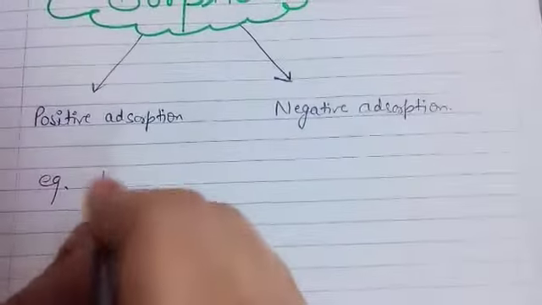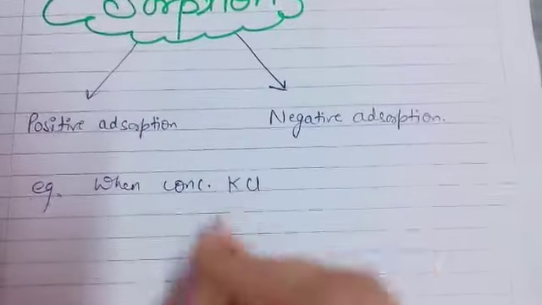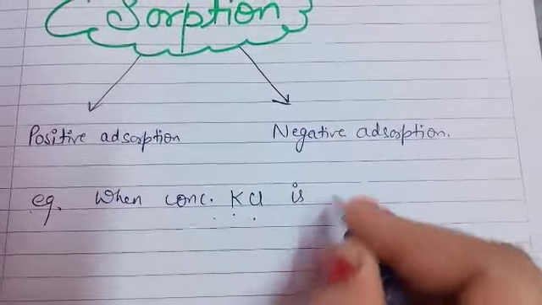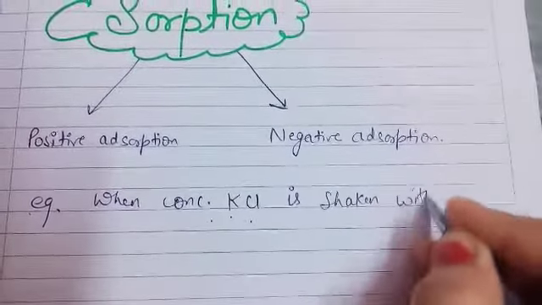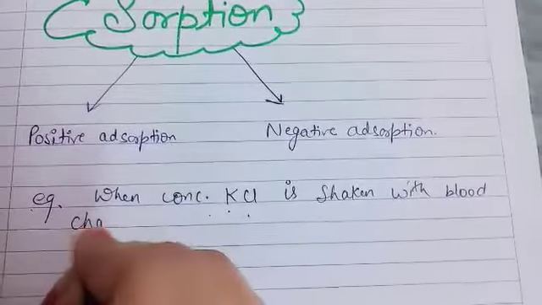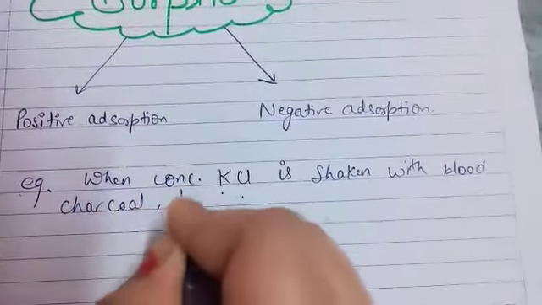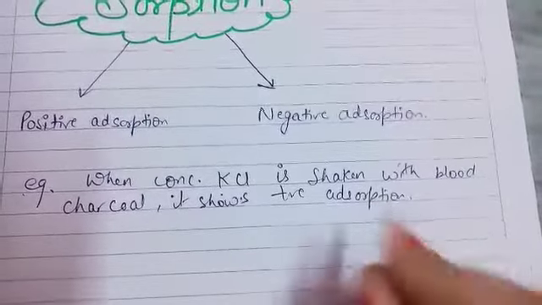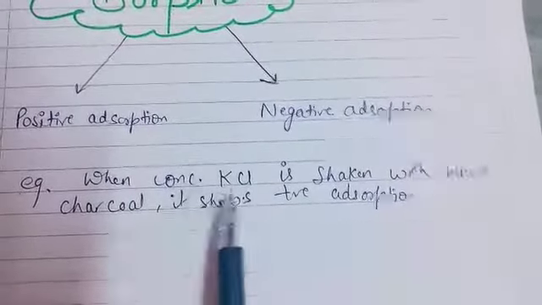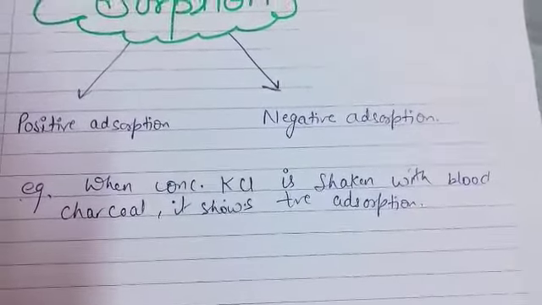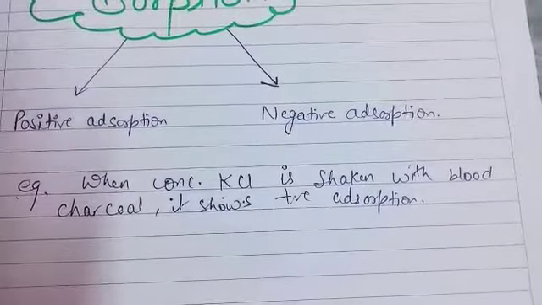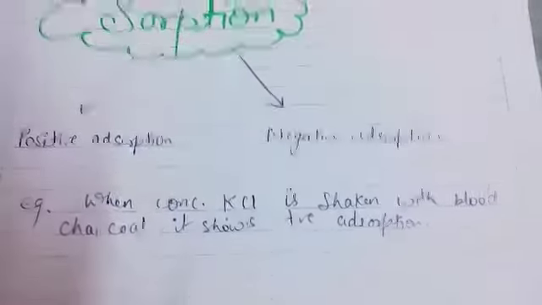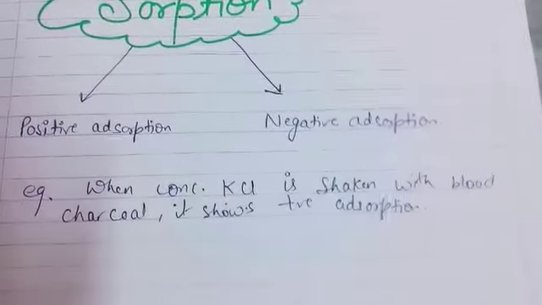Suppose concentrated KCl, potassium chloride, is shaken with blood charcoal. It shows positive adsorption. Because in case of concentrated KCl the particles are closely packed, and water molecules are present in very less amount, or if highly concentrated then no water is present. So in that case the adsorption process occurs, and that one is positive adsorption, because the concentration at the surface is more as compared to bulk.